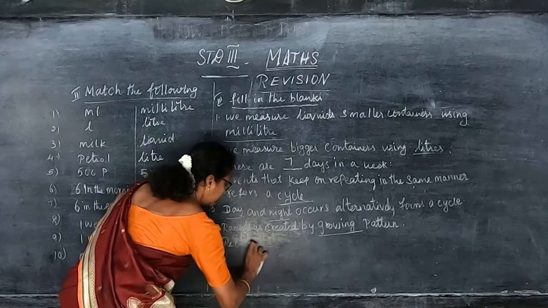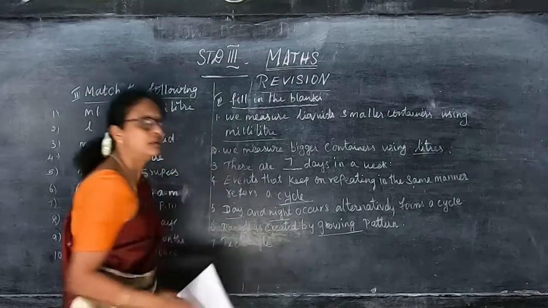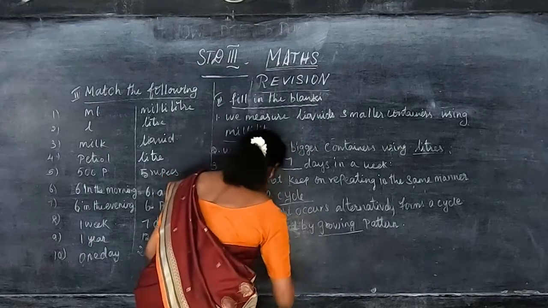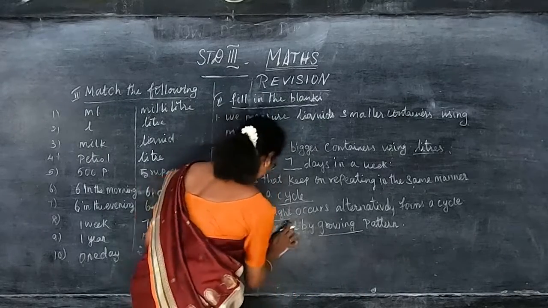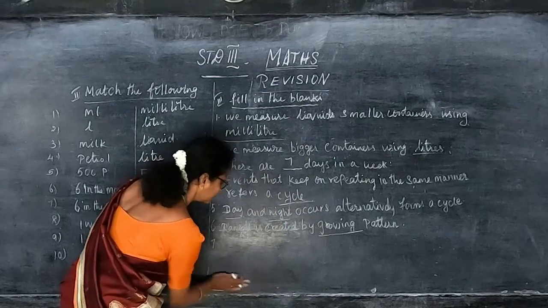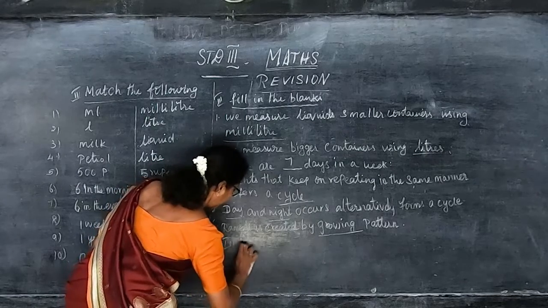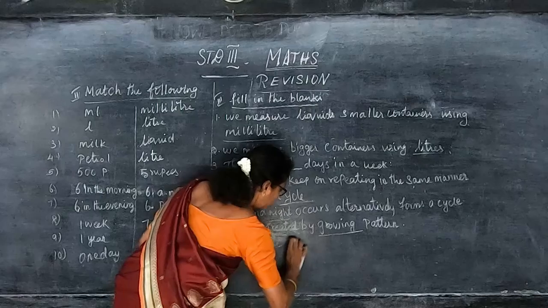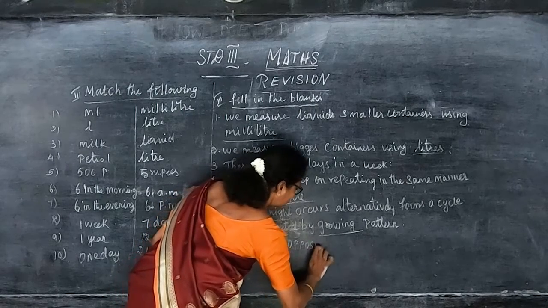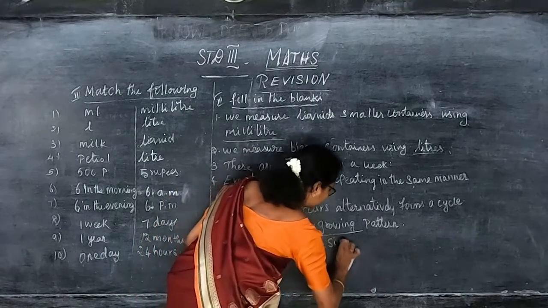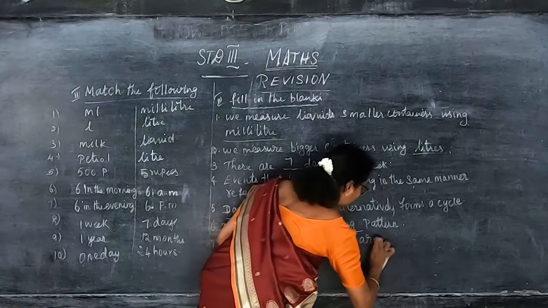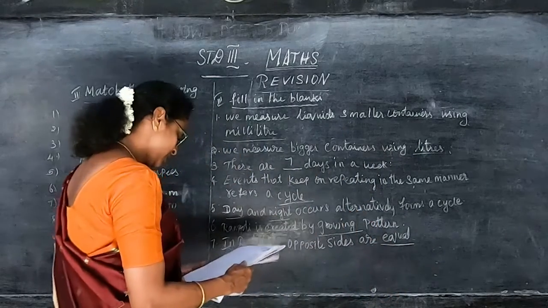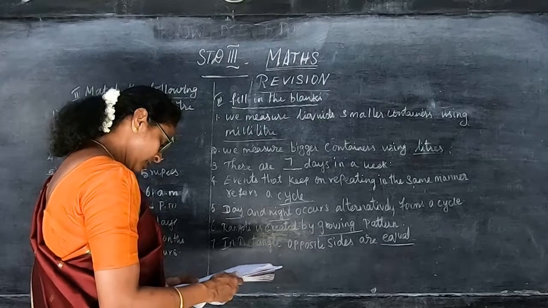Rectangle. In a rectangle, opposite sides are equal. Okay, rectangle, opposite sides are equal.